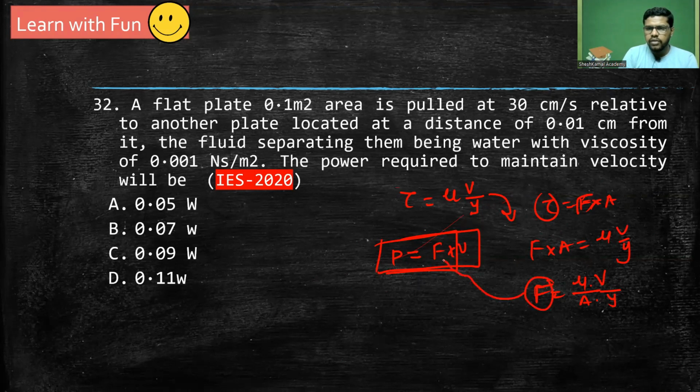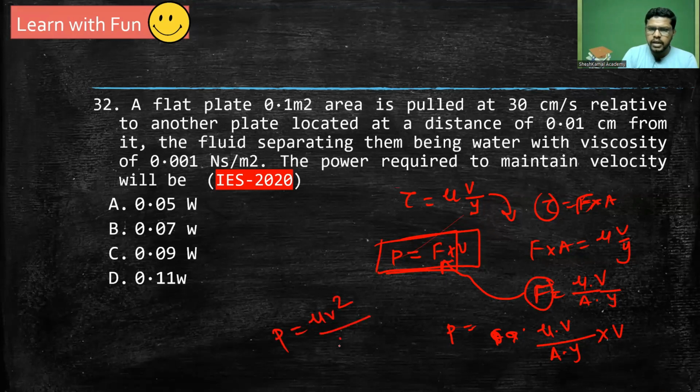Put the value of F in the equation for P. So P is equal to mu into V divided by Y, multiplied by A, and the remaining V. For power, the formula will become mu into V square into A divided by Y. If you put all the values in this equation, you will get the value of power. So the value of power is 0.09 watts.